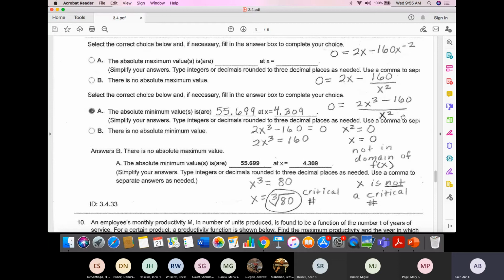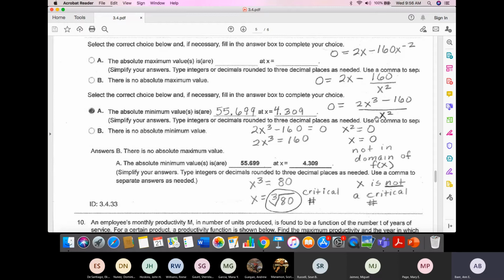So now we can set the numerator equal to 0. This whole fraction is 0 only when the numerator is 0. So we look at where the numerator is 0. Let's write this down: 2x cubed minus 160 equals 0. And then we're going to look at where the denominator is 0. That can also result in a critical number.